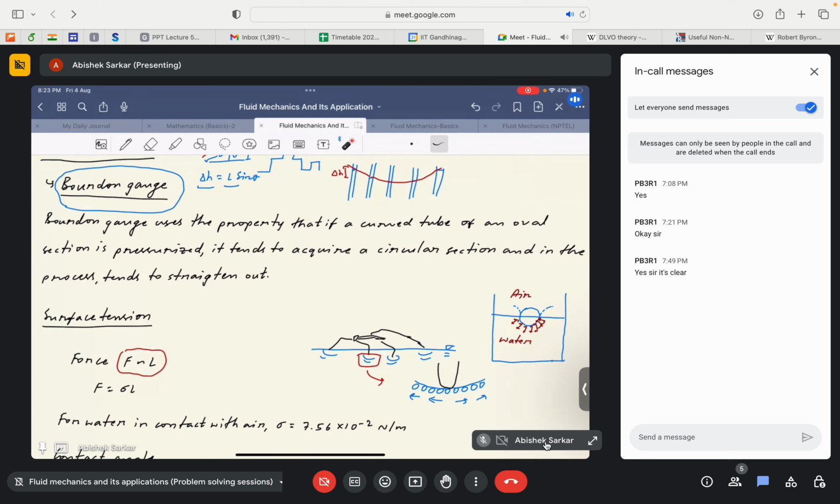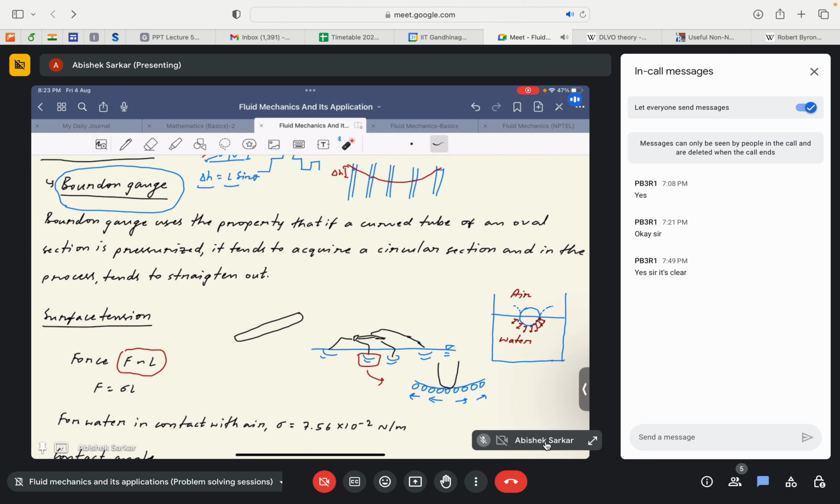So if it's a small safety pin that floats on the surface of the liquid, the length of contact would be the perimeter of the pin, right? Perimeter of the safety pin. If we assume the pin to be rectangular, the perimeter of this pin would be the length of contact of the pin with the liquid surface. That will essentially give us L.